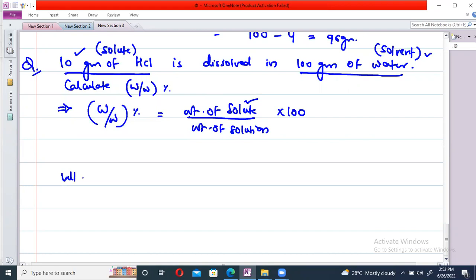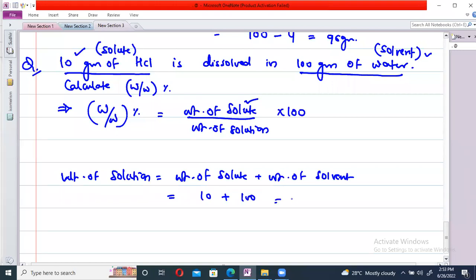So first of all, get the weight of solution. Weight of solution is equal to weight of solute plus weight of solvent. Weight of solute is 10, weight of solvent is 100, so weight of solution is 110. So weight of solute 10 by weight of the solution 110 into 100. You solve it better. By solving, the answer becomes somewhere 9.09%. 9.09% is the W by W.